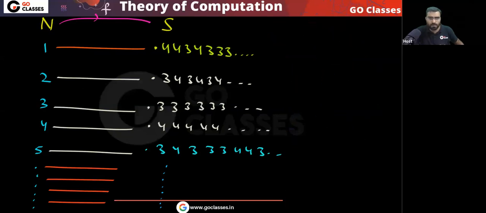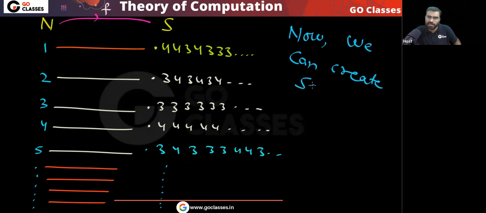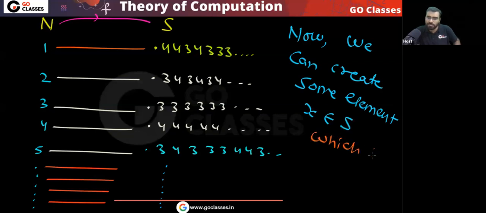Now see what I'm going to do. I'm going to do something very interesting. I'm going to create an element of S which is not covered by this bijection. I can prove it to you: at least one element I can create. We can create some element X belonging to S which is not covered by this bijection.